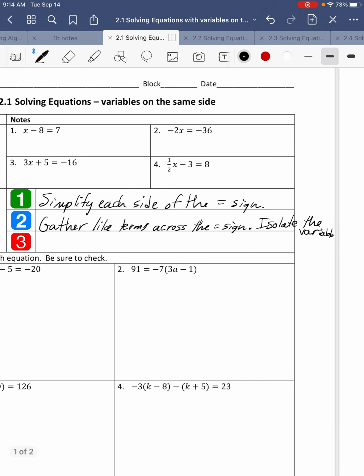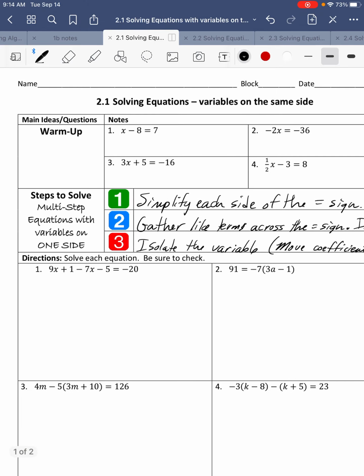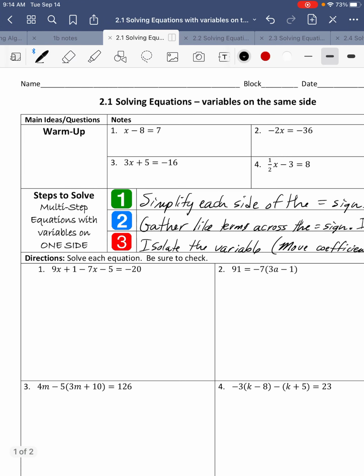And lastly, isolate the variable, my bad, the variable term. That's kind of what I was getting to, and I just missed the term. And now we're going to get the variable by itself. The variable, remember, is your letter. So you're actually going to have to move the coefficient, or if it's a division, you have to move the divided by. So let's work out number one here.